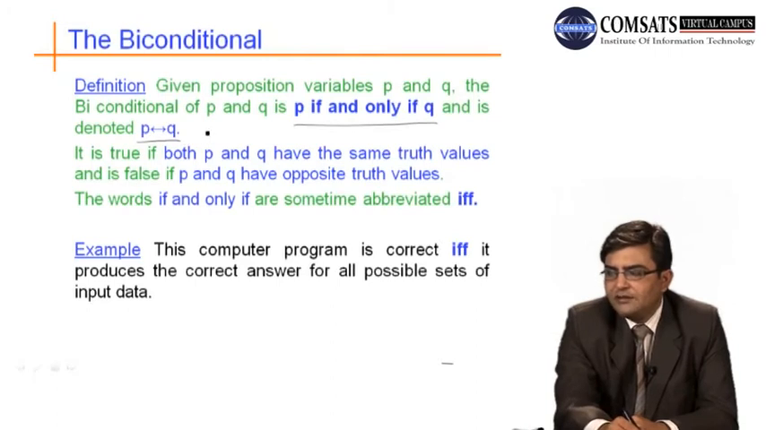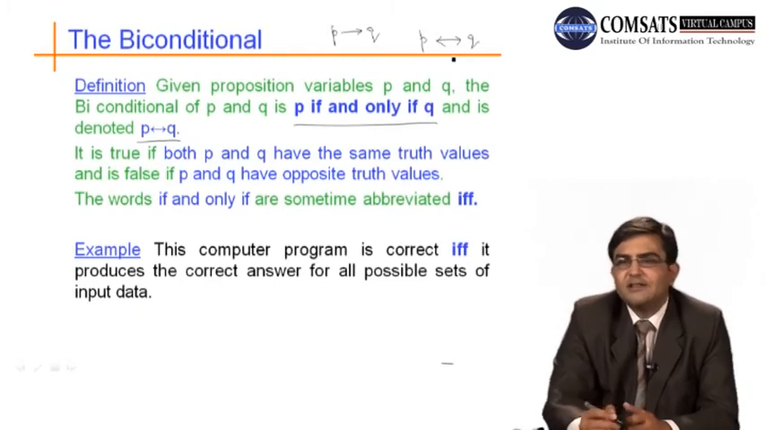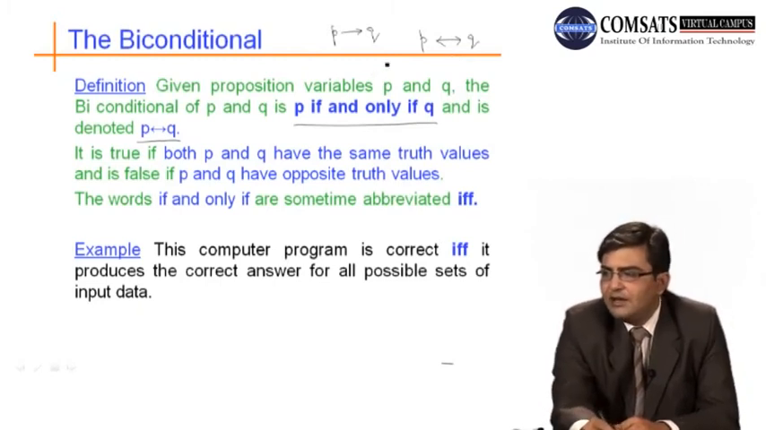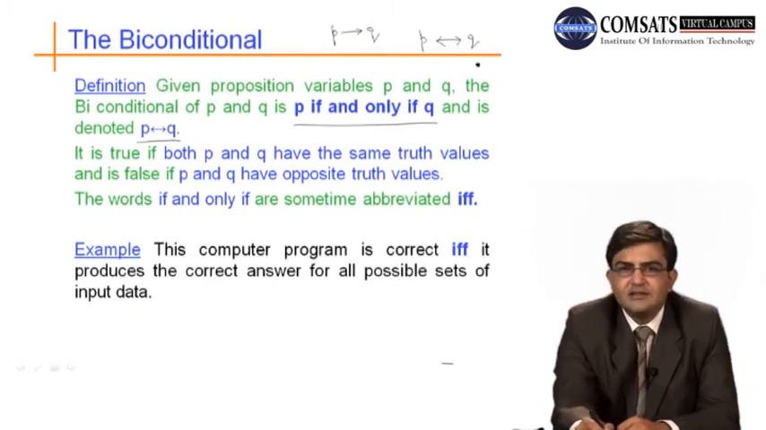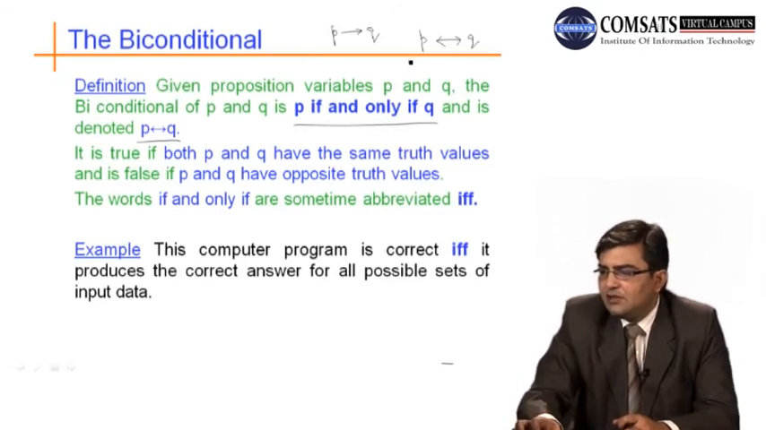So in conditional statement we have seen that we write P implies Q, but in biconditional we have a double arrow, P biconditional Q. So this is basically a biconditional statement. Biconditional means these two, P and Q, are the conditions for both. We'll see by examples how.